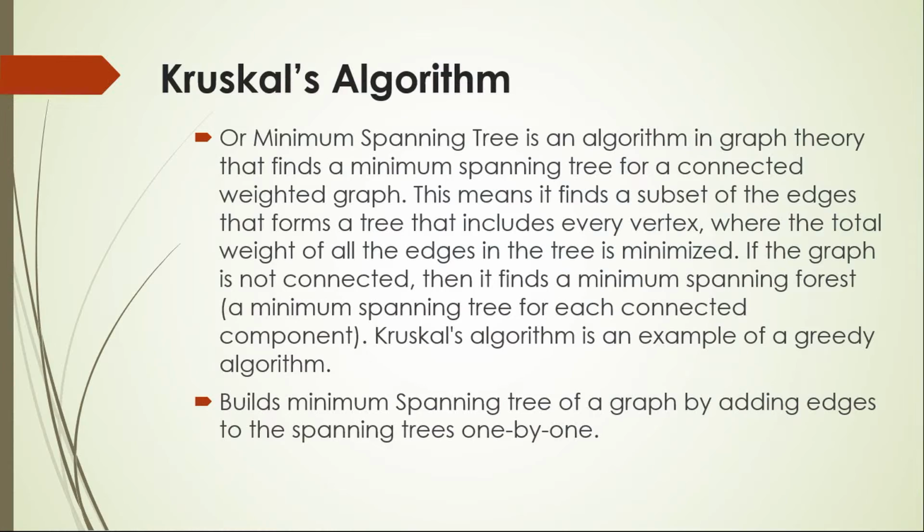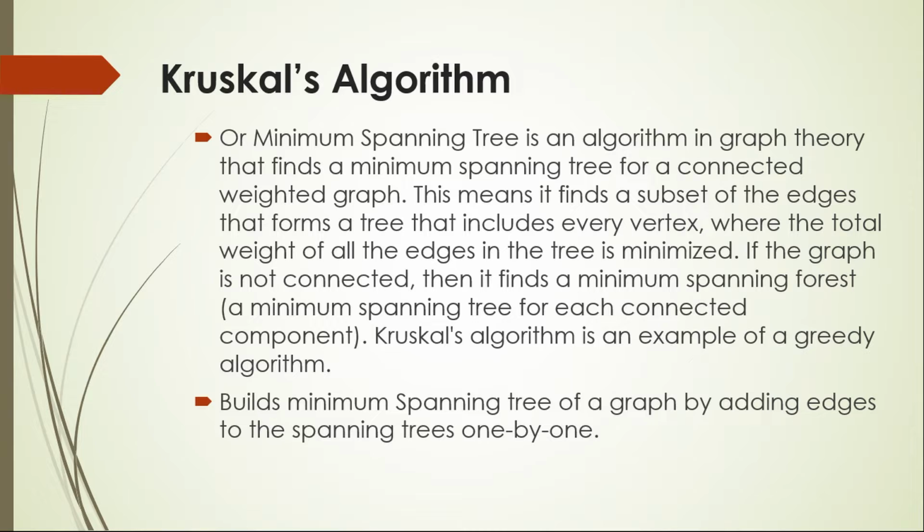Today, I'm going to discuss spanning trees, Kruskal's algorithm. Kruskal's algorithm, or minimum spanning tree, is an algorithm in graph theory that finds a minimum spanning tree for a connected weighted graph. This means it finds a subset of the edges that forms a tree that includes every vertex, where the total weight of all the edges in the tree is minimized.